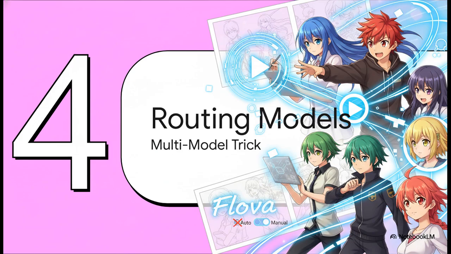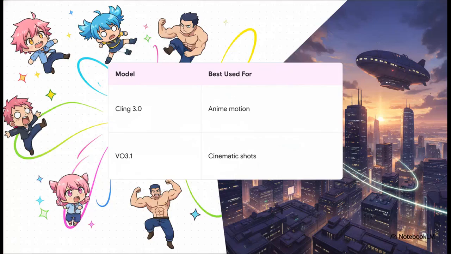Which brings us to step 4, routing models. This is where the actual animation happens, and you're going to want to manually intervene here. Now, what's really interesting about this slide is the multimodal trick. Flova auto-routes by default, but for anime, you need to take control of the model selector. Lock Kling 3.0 in for your standard, character-driven scenes. It handles that exaggerated, stylized motion perfectly.